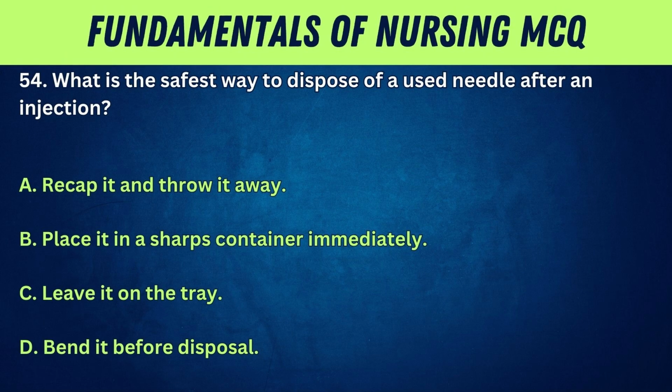54. What is the safest way to dispose of a used needle after an injection? A. Recap it and throw it away. B. Place it in a sharps container immediately. C. Leave it on the tray. D. Bend it before disposal.